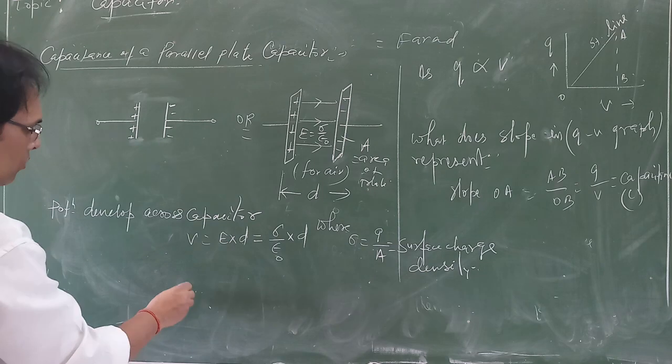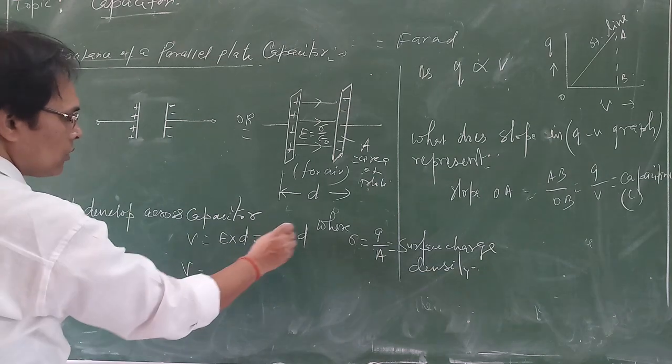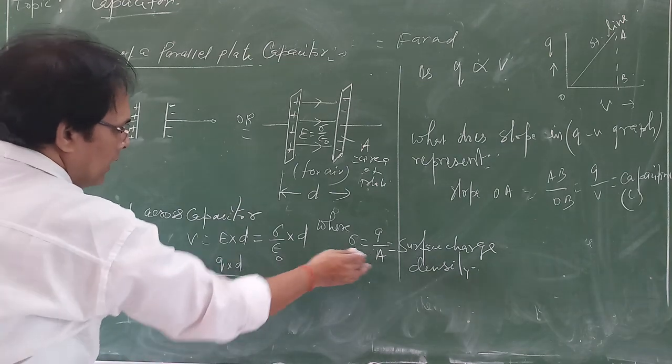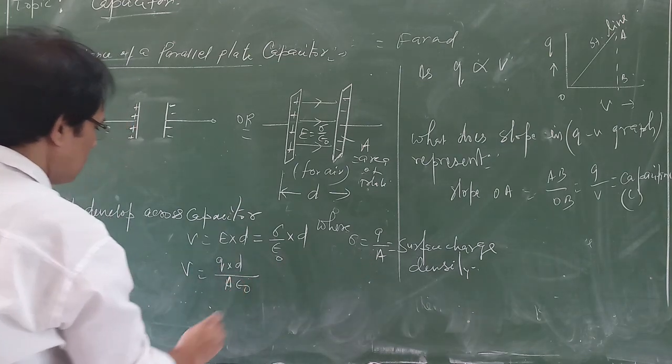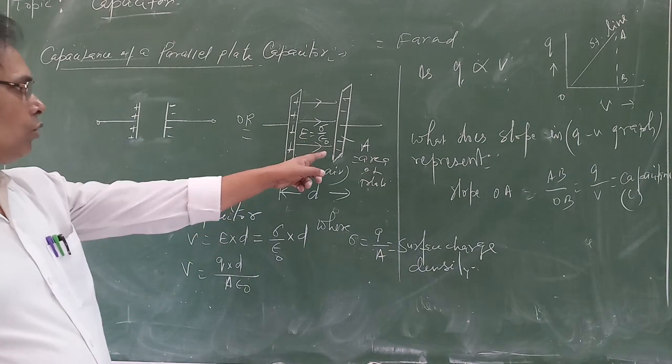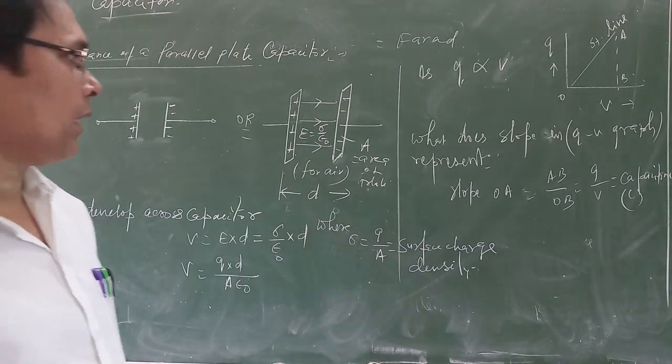Put the value of sigma. Sigma equals Q by A, so V equals Q into D by A epsilon naught. This is the potential developed across the two plates of the capacitor.